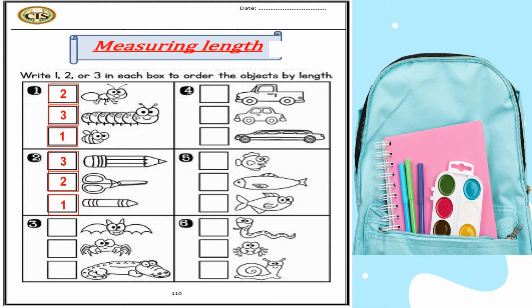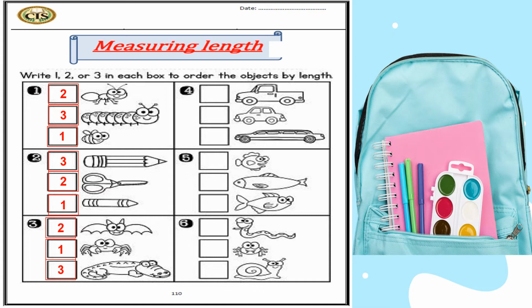Number 3. Which of these objects is shortest? This one. We will give it number 1. And which of them is longer? This one. We will give it number 2. And which one is very long? The crocodile. We will give it number 3.